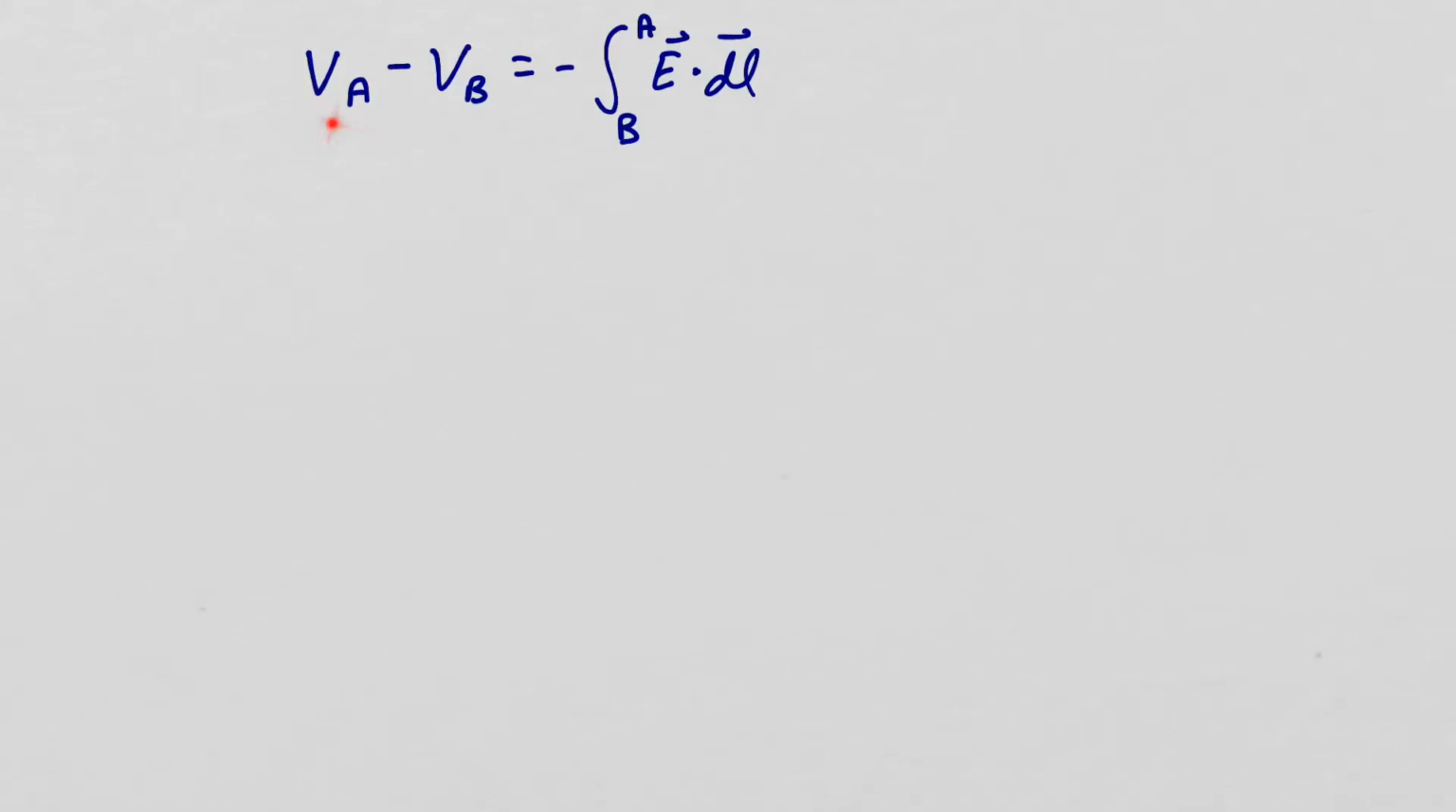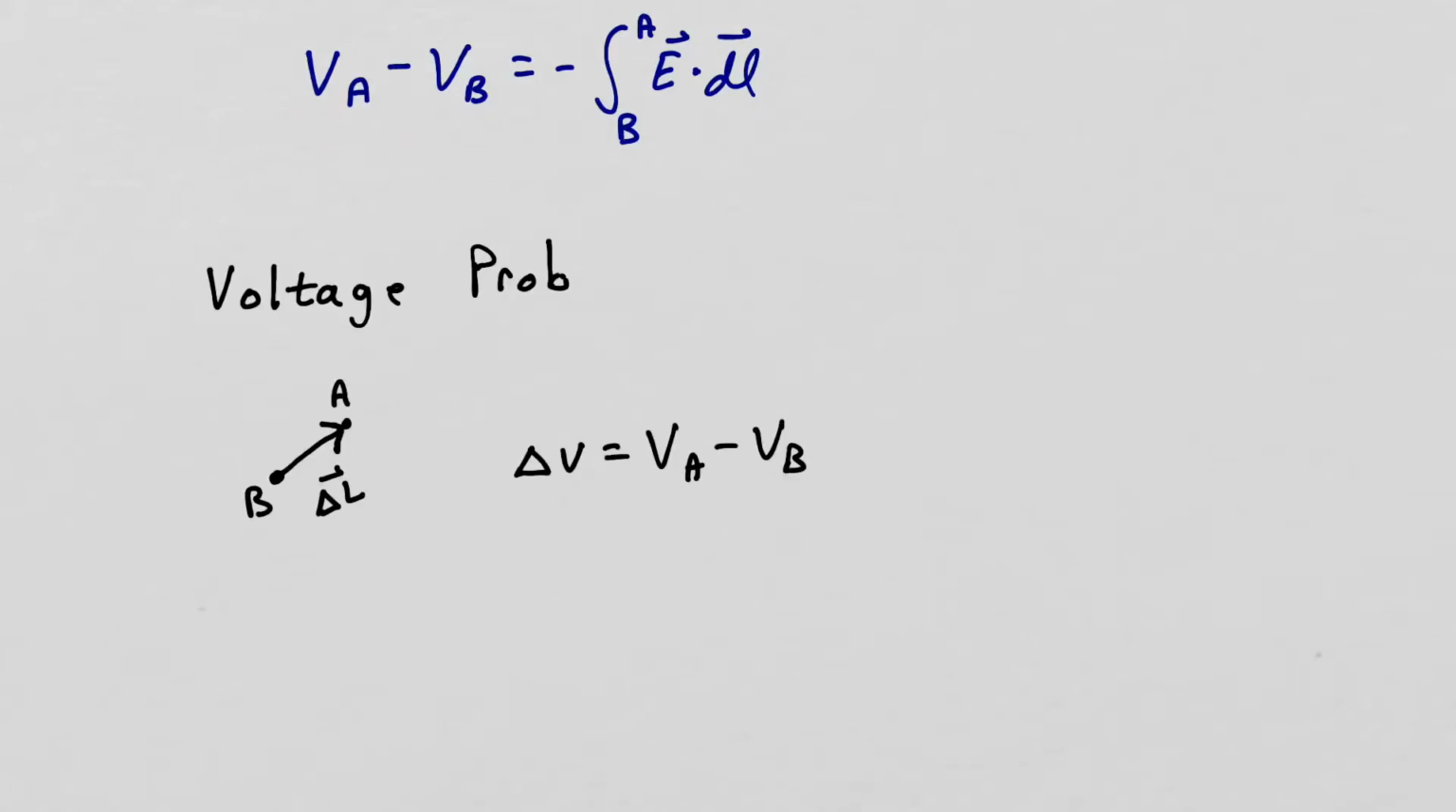We know how to find the potential field from the electric field intensity. Let's see how we can find the electric field intensity if we are given the potential field. Let's assume we have a voltage probe of length delta L, and this delta L can be adjusted. The reading of the probe is the potential difference between the tip and tail of the probe, VA minus VB.